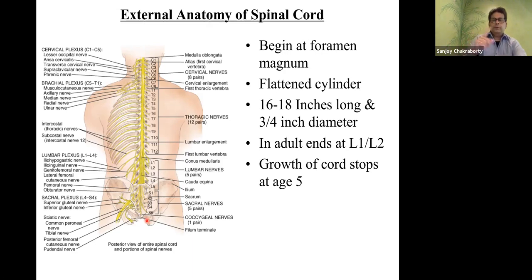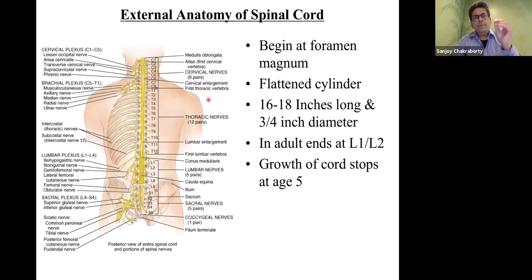If we remember the bones, we have 26 vertebral bones. So we have 7 cervical bones, C1, C2, C3, C4, C5, C6, C7. But in this case, we have 8 cervical nerves. Very important: we have 8 pairs of cervical nerves. There are 7 bones, but 8 pairs of cervical nerves.